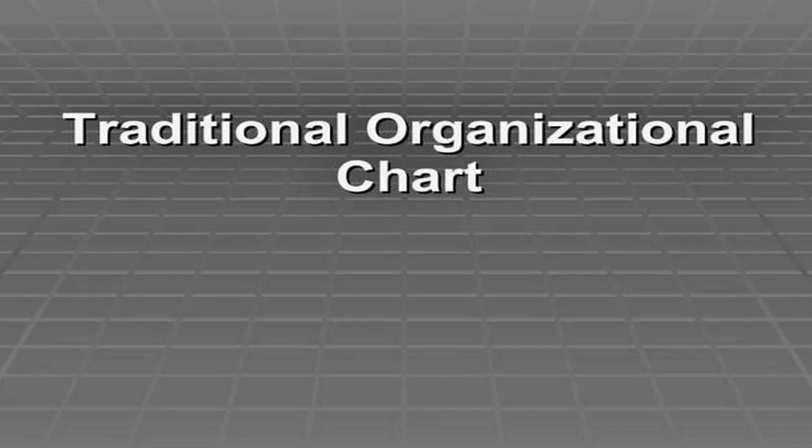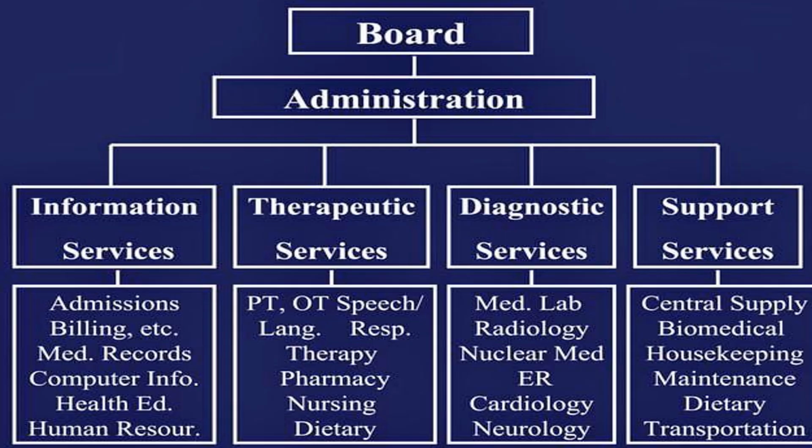So the traditional organizational chart, if you know this one, everything will be easy under the structural hospital organization. First is the information services. If you are going to a hospital, first you have to collect some information about the hospital and the place of the hospital. And when you go to the hospital, you will collect the OPD card and department also. That comes under the information services.